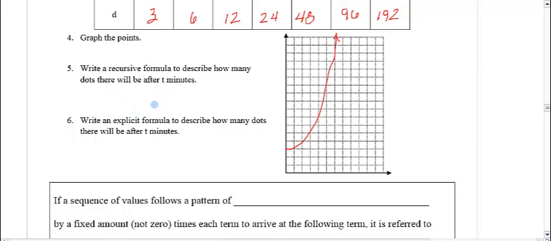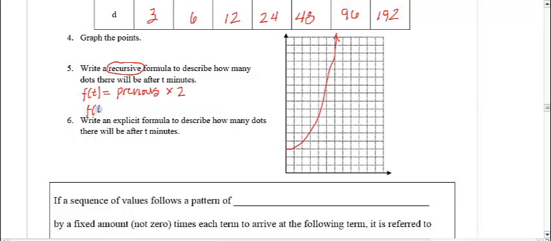It says write a recursive formula to describe how many dots there will be after t minutes. Recursive is a way to write a formula that's based off the previous term. There are a couple of ways we could look at this. We could even use function notation if we wanted to. So f of t, the function at t minutes, we could look at as our previous term times 2.